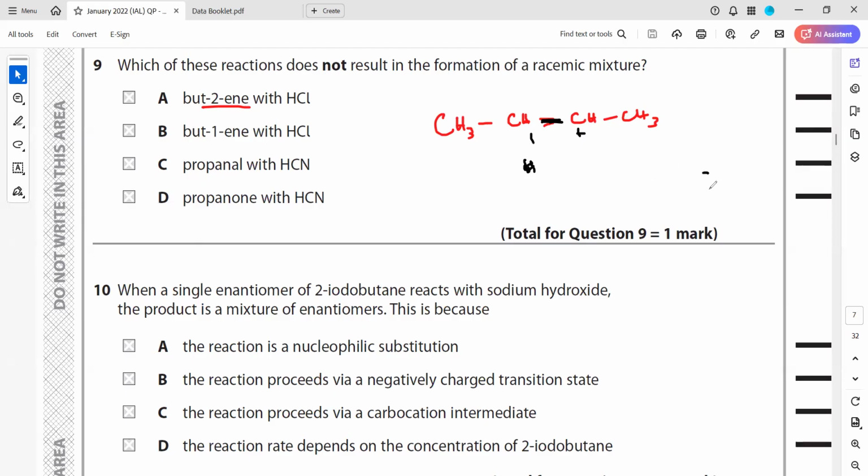trigonal planar. Why is it trigonal planar? Hydrogen is here, then CH3 is here, and then CH2 and CH3 are here. Because this has 3 bonds, it will be trigonal planar. If it's trigonal planar, what will happen? The Cl can attack, because when we have a trigonal planar molecule, the chlorine can attack from the right hand side or from the left hand side for addition.